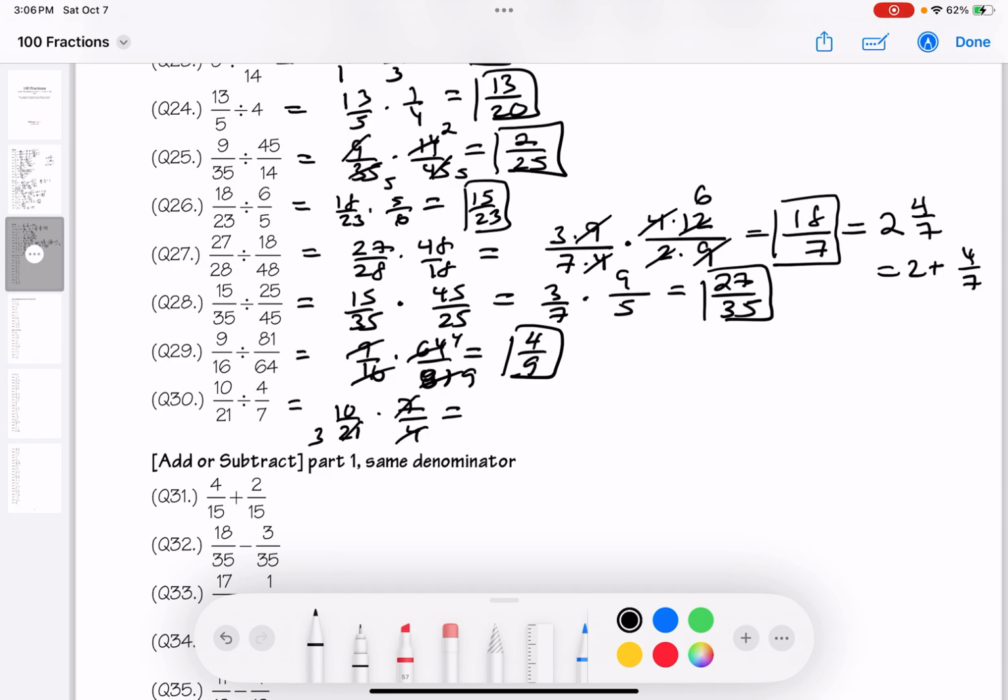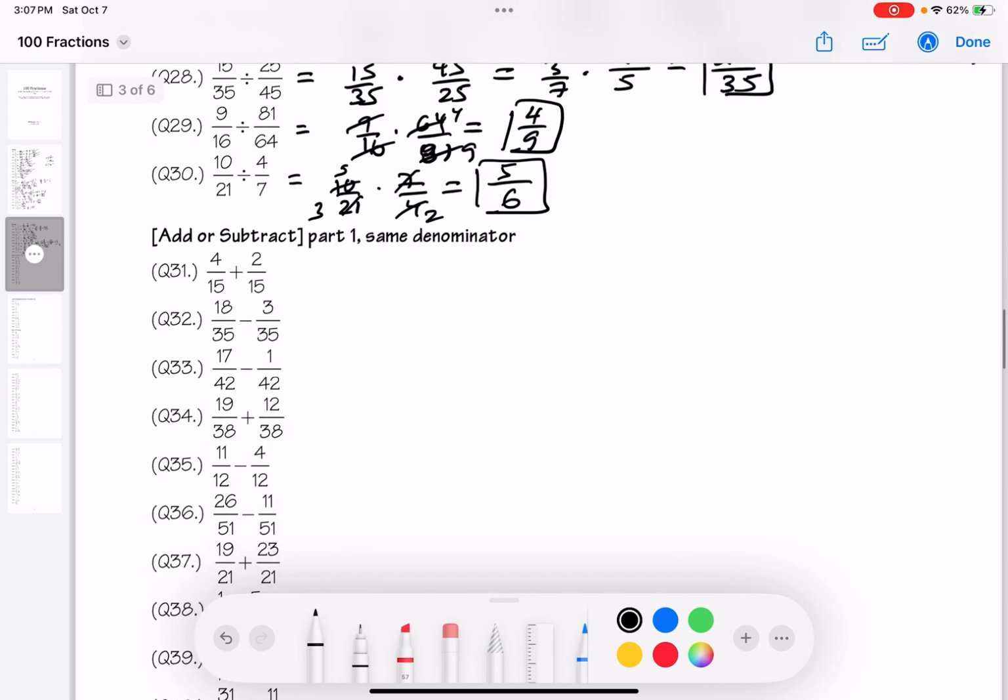2 goes into 4 twice, and it goes into 10 5 times. We're left with 5 on top, 3 times 2 on bottom, which is 6. All right, let's do our additions now. Same denominator. What do you get over here? You get 6 15ths. Time to reduce, and it reduces by a factor of 3. So it's going to be 2 fifths.